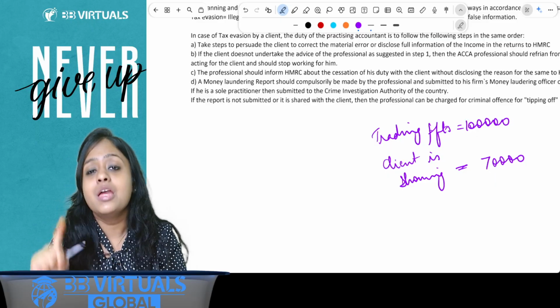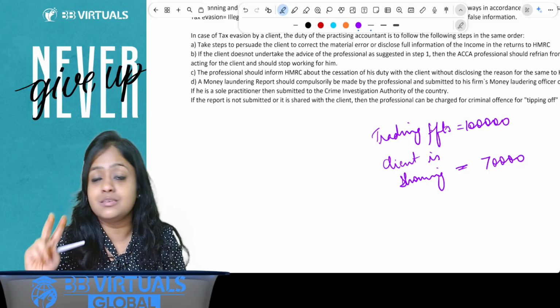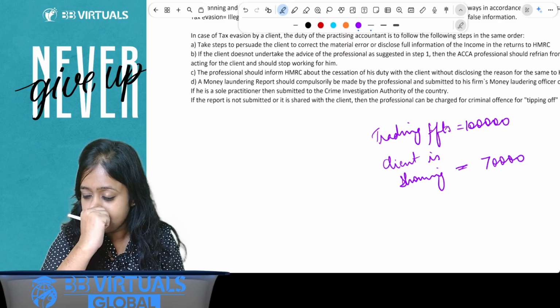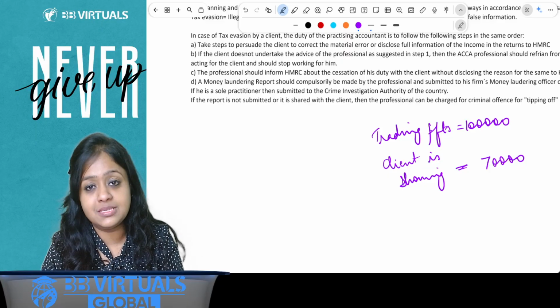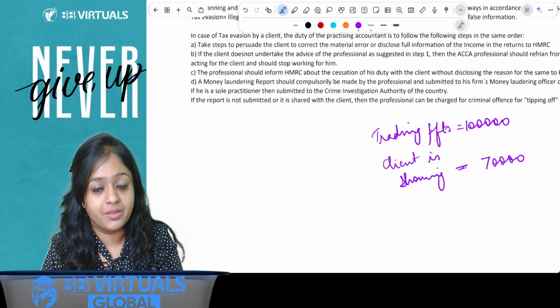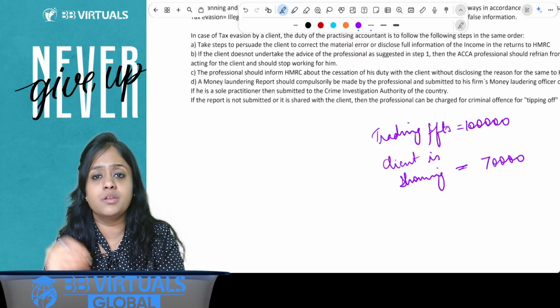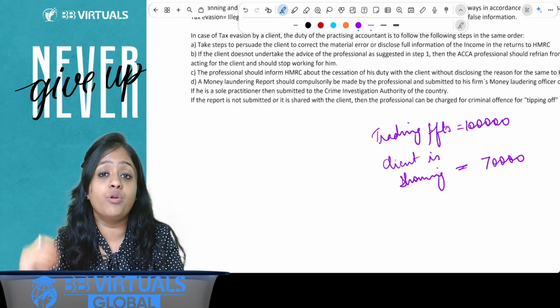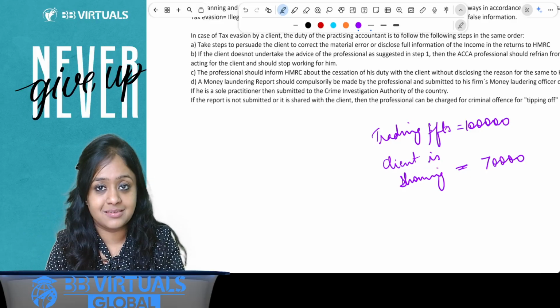Number 1, persuade the client. Number 2, stop working for the client. Number 3, inform HMRC of the same without giving the reasons for the same. Number 4, a money laundering report is to be submitted. That's all, and these steps are to be followed in the same sequence. Don't forget that. Got it?